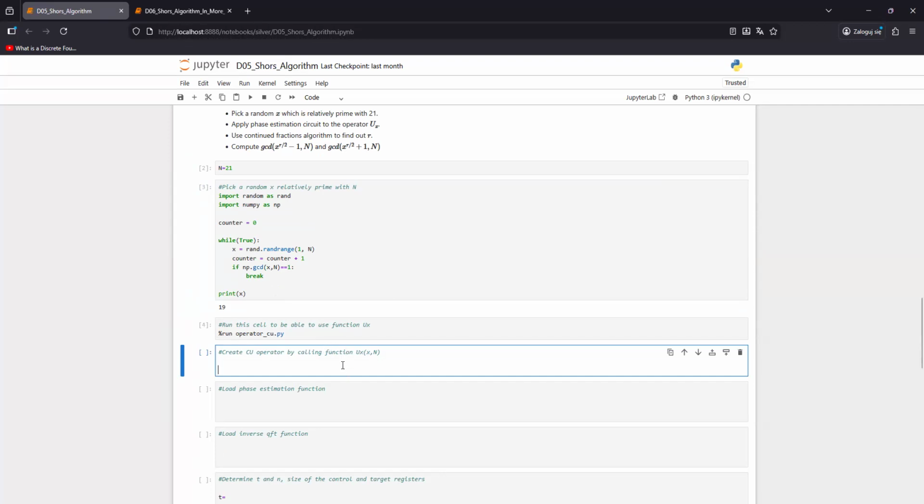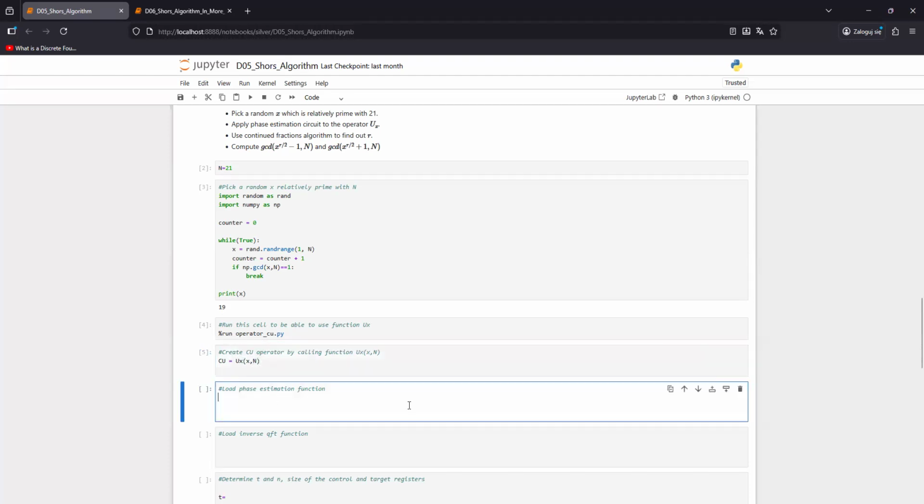Then we need to create this gate using the operator that we loaded. So U_x is the general formula for this operator. And as you should remember from the previous lesson, we can create it by using such a piece of code. Here we need to pass this random number and n, which is an input for the whole algorithm. Okay, it should work.